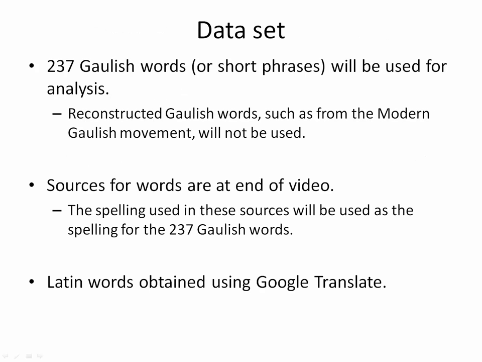To conduct this analysis, we of course need a set of Gaulish words. I will be utilizing a set of 237 Gaulish words, or short phrases, for this analysis. Reconstructed Gaulish words, such as from the modern Gaulish movement, which has cropped up in the last few years, will not be utilized. I will only be looking at words which were traditionally actually spoken in ancient Gaul. Note that the sources for these 237 words have been provided at the end of the video.